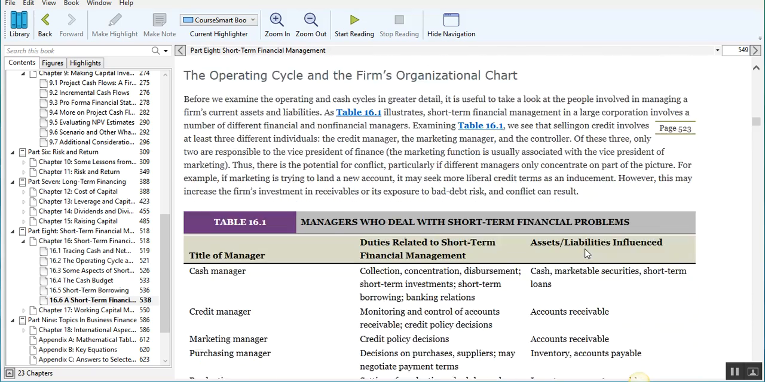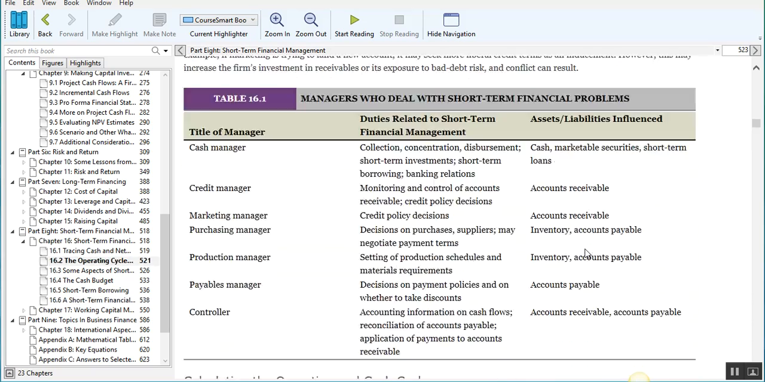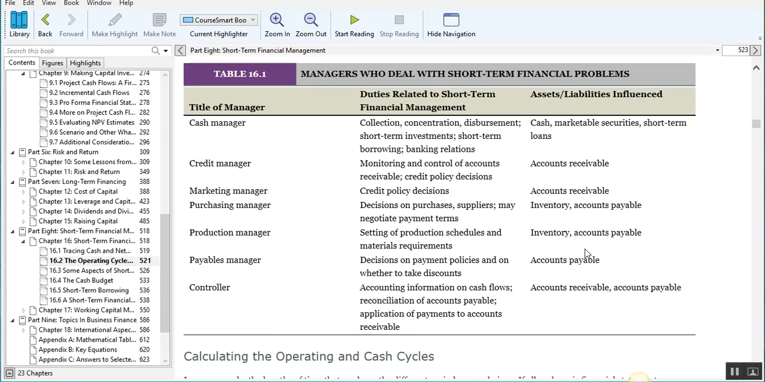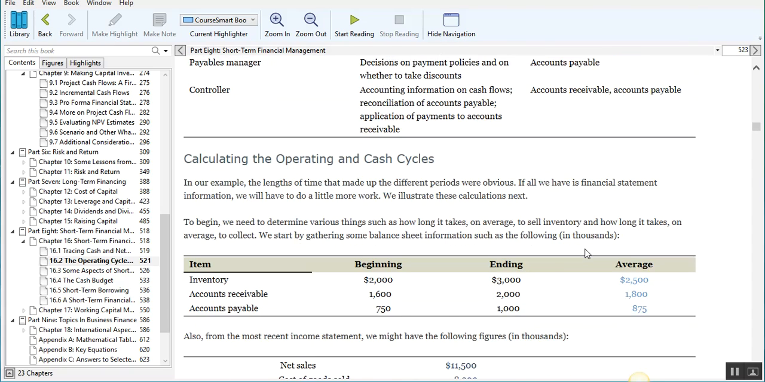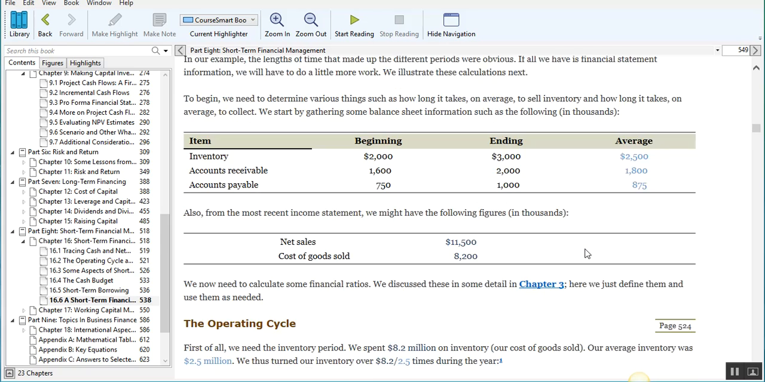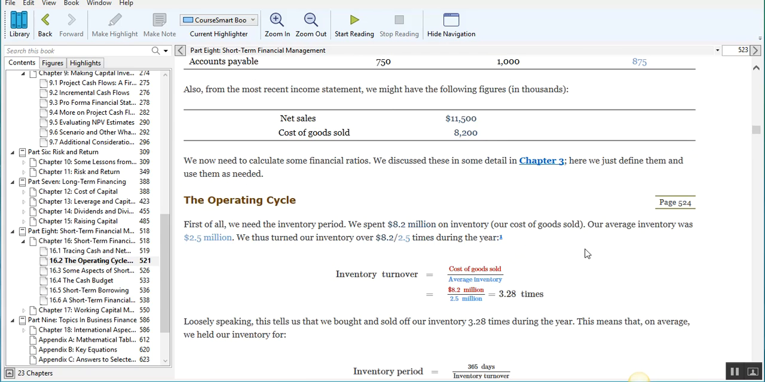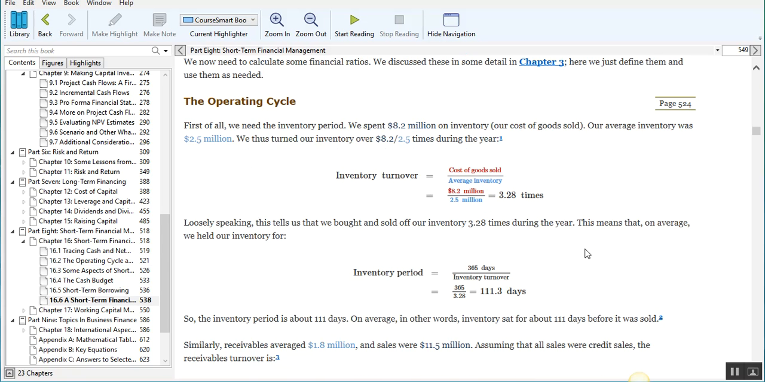So there's a lot of folks here that give you roles and what they do typically in a business and how they interact with the cash cycle and operating cycle, and that's good information. But there are some ratios, and we've talked about these some, but these have a lot of good information in them when it comes to figuring out the operating cycle. And this one is the inventory turnover.